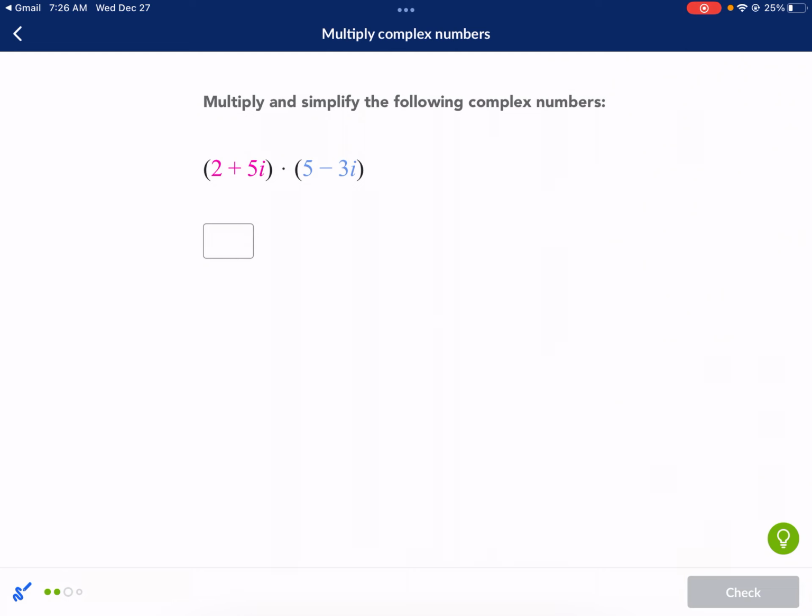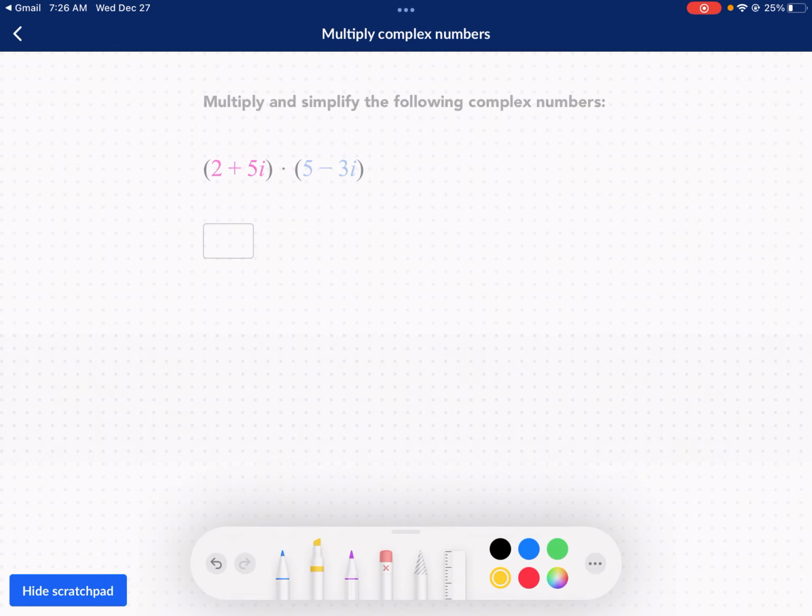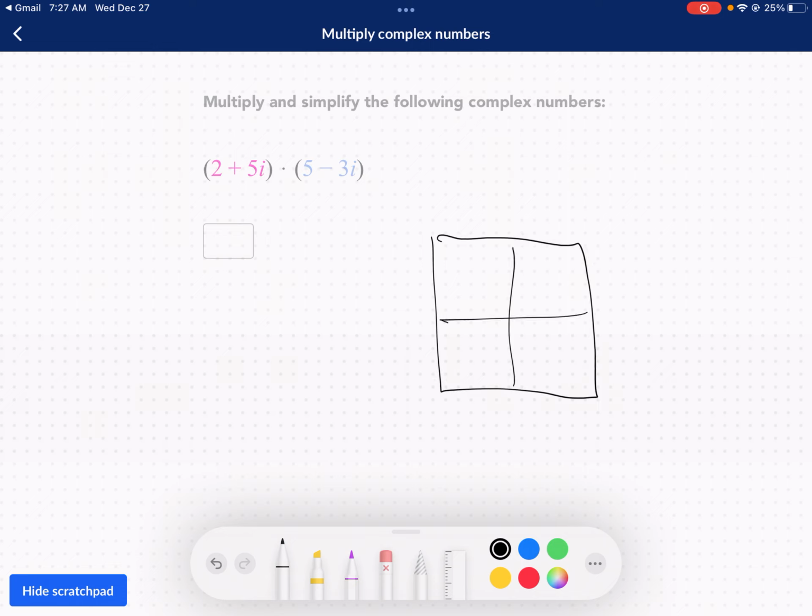And next question. So again, I'm not sure which one you're comfortable with. I'm going to go ahead and show you the box method again, just to do it a little quicker, and then I'll end with the other method. So 2 plus 5i on the top, 5 minus 3i on the side. I'll go green for all my calculations. So I have 10 here, 5 times 2. 2 times negative 3 is negative 6i.